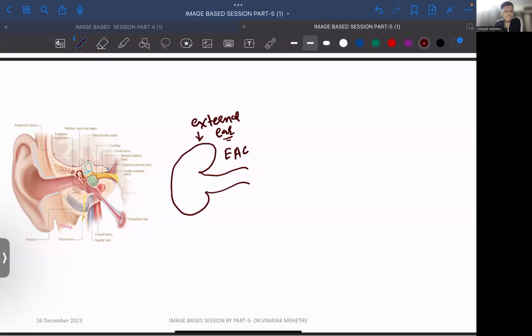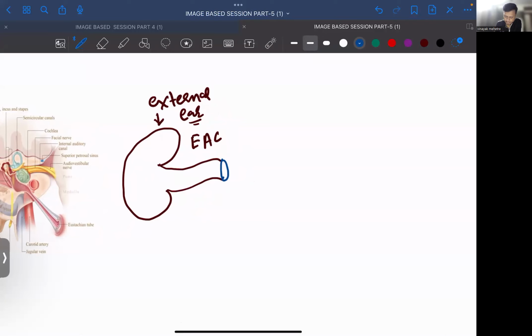Then we have something called the ear drum. The drum of the ear is called the tympanic membrane. Then we have a matchbox-shaped structure. What is that? It is the middle ear.